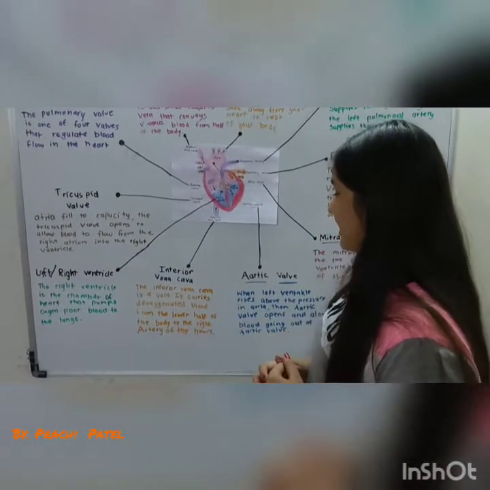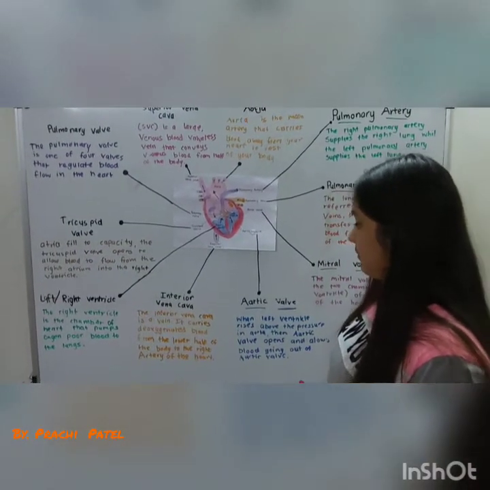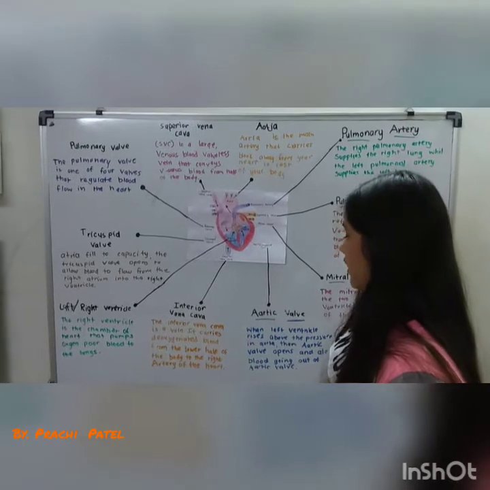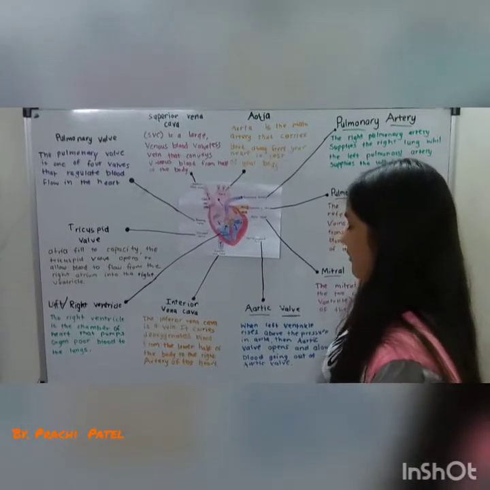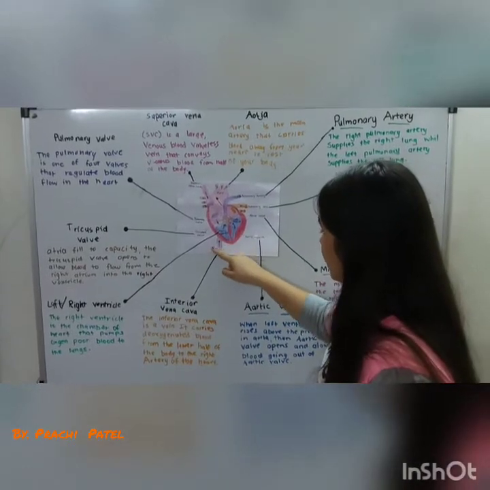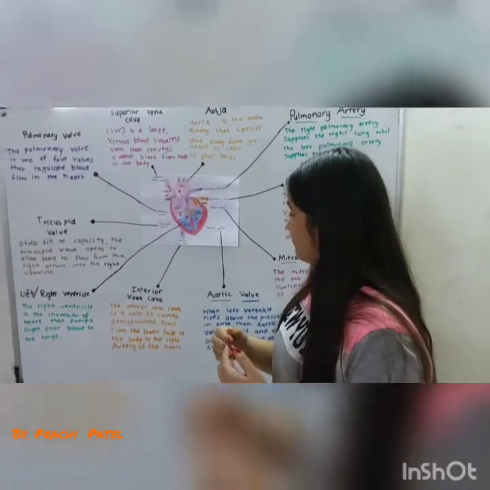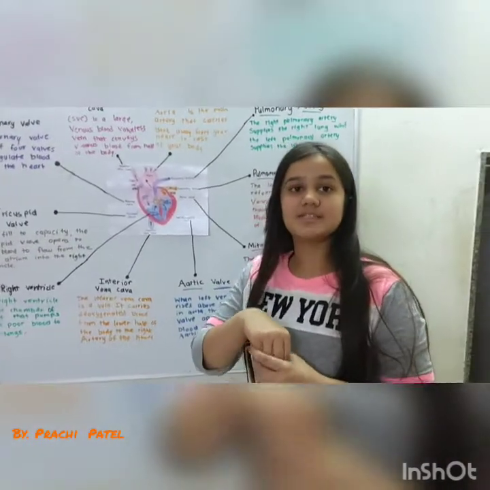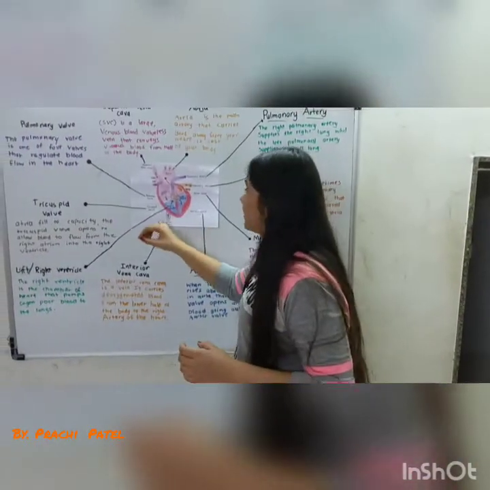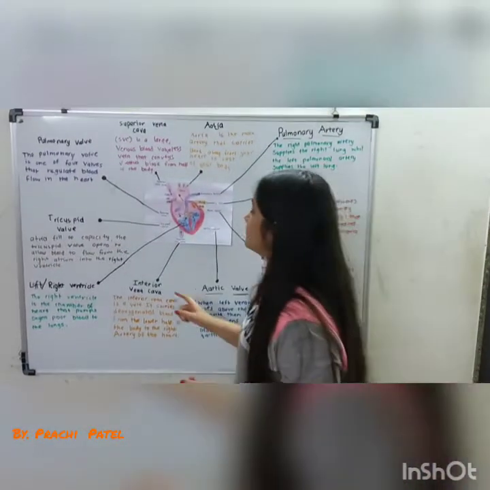Now, inferior vena cava. The inferior vena cava is a vein. It carries deoxygenated blood from the lower half of the body to the right atrium of the heart. So you can see the inferior vena cava is right over here. Now, when deoxygenated blood is taken out from our lower body, it is done by the inferior vena cava, but just the lower body, not the upper body.